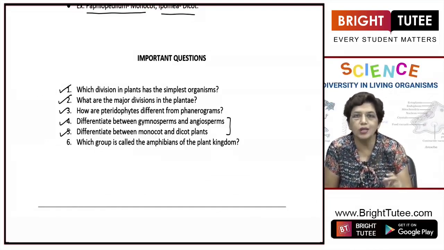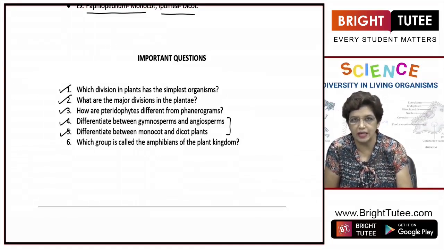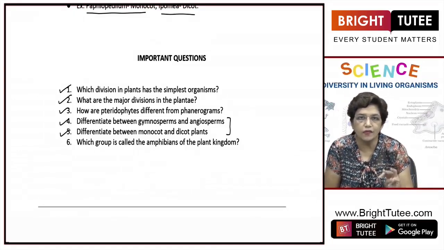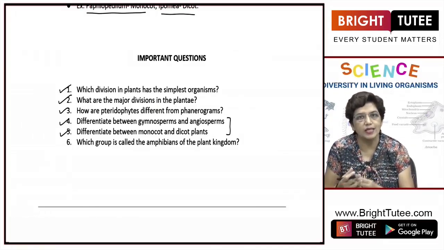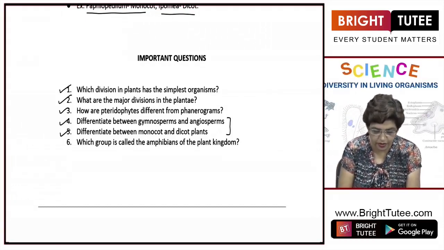Second difference, in monocots, the leaves have parallel venation. In dicots, the leaves have reticulate venation. The third difference is between the root systems. Monocot plants have fibrous root systems, while the dicot plants have the taproot system. These are the main differences.